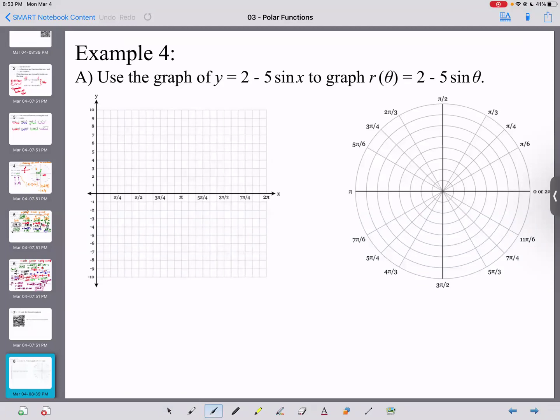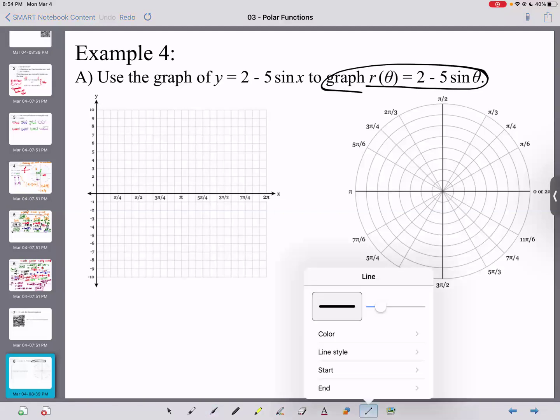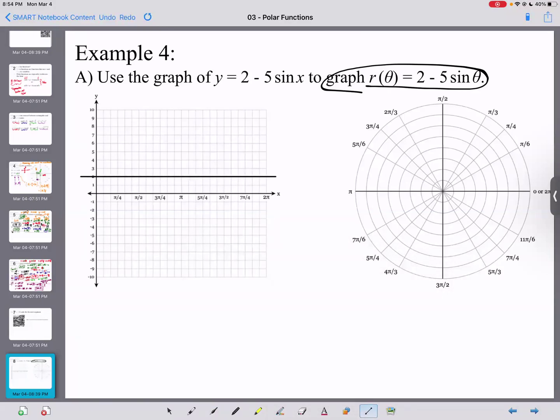What I would suggest for you to do first, if you had to graph a polar equation, if I were you, I would start by graphing its trigonometric equation on a rectangular graph. So help me out. What's the midline in this equation of y equals 2 minus 5 sine x? The 2. Okay, so this is the goal. We want to graph that. So what I'm going to do here is I'm going to go up to 2. There's my midline. y equals 2.